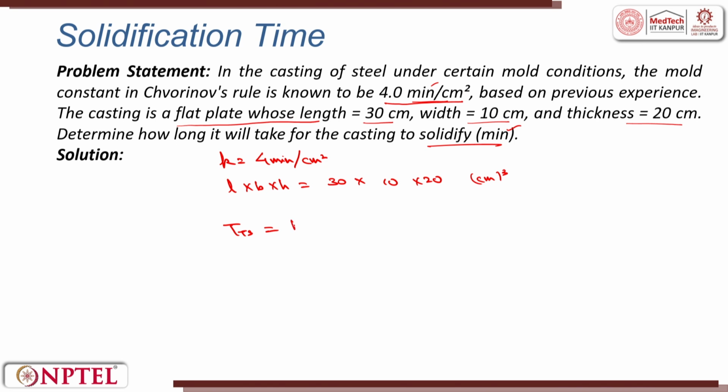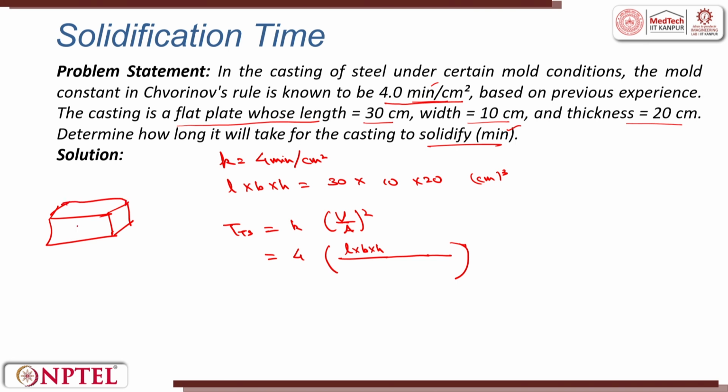Time to solidify is equal to K times V by A squared. This is equal to K is 4, volume is length into breadth into height, divided by area. So this is a flat casting, just as I drew in the previous numericals. Separately we have to calculate the surface area. Surface area of this, then surface area of this, then surface area of this.